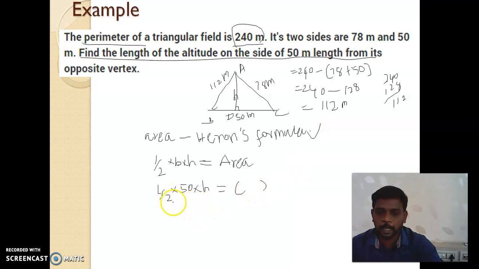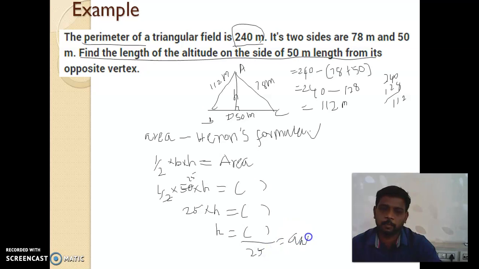And then after that, here 1 time, here 25 time. Okay, so 25 into H equal to your area, and therefore H equal to your area divided by 25. So if you divide, you will get the answer. So understand. First the three sides we found, that is 112, 78 and 50. Using these three sides, find out the area by using Heron's formula, and after that substitute in this formula here. That is your area value, and then substitute one by one here. At last you will get the height value, right?